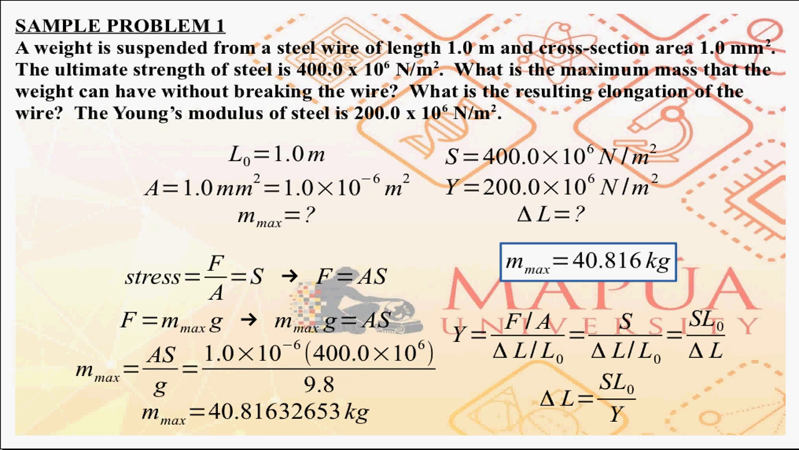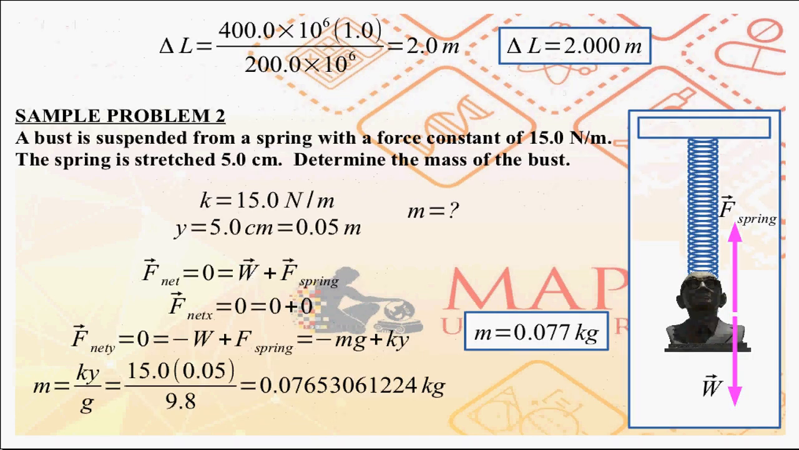Isolating delta L, the elongation, or change of length of the wire, delta L is equal to S L naught over Y. We know S, we know L naught, we know Y. We will be able to determine the change in length of the wire. Plugging in the values, we get delta L is equal to 2.000 meters.